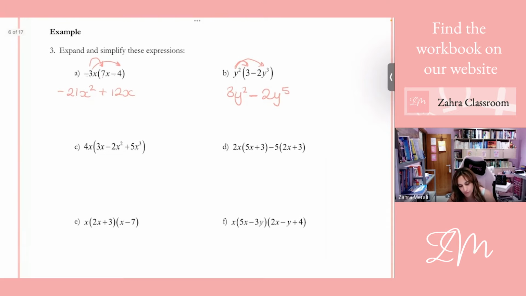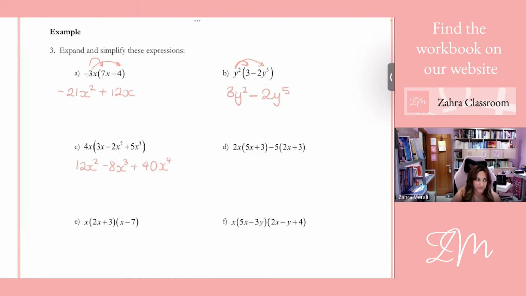Okay. 4x times 3x gives me 12x squared. 4 times minus 2 gives me minus 8. x times x squared gives me x cubed. 5 times 4 is going to give me 20. x times x cubed is going to give me x to the power of 4.